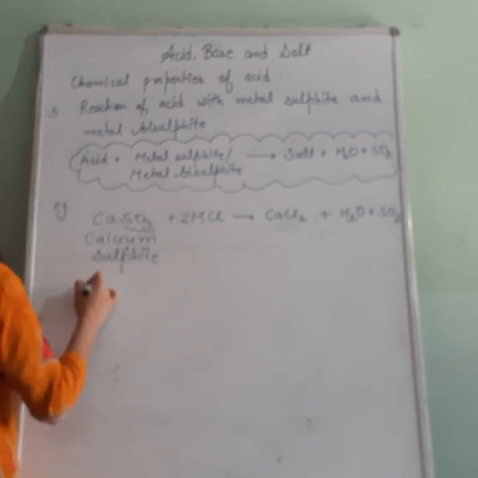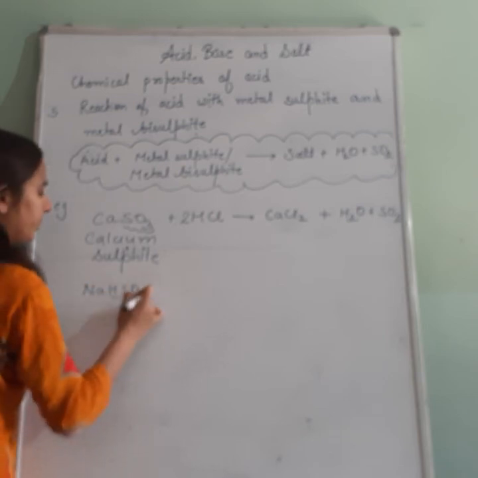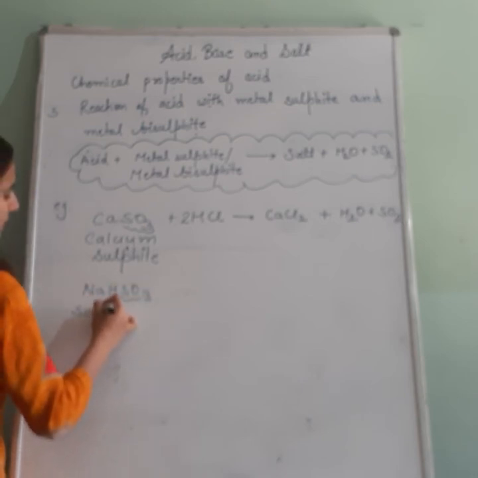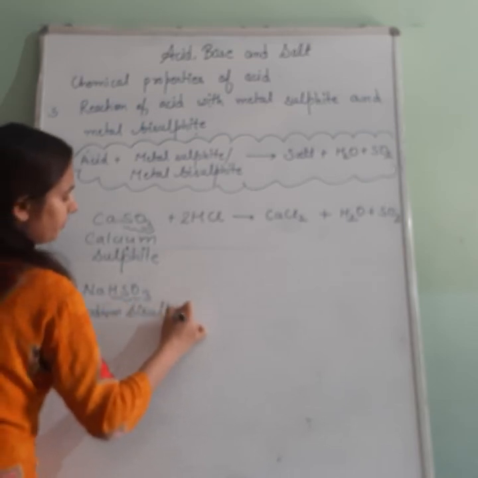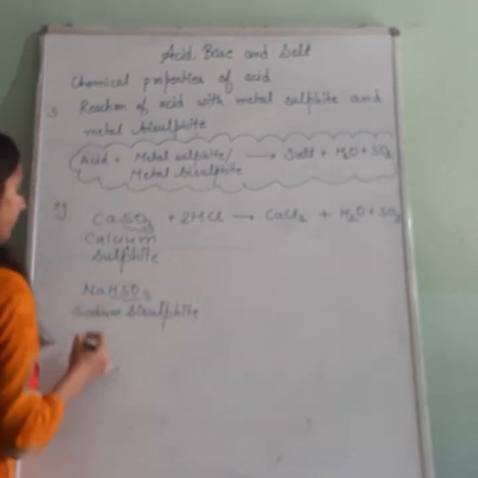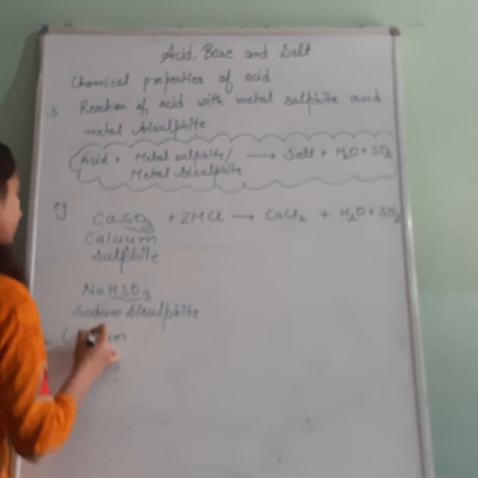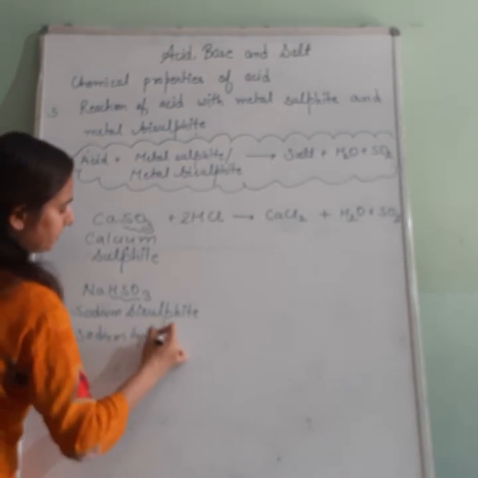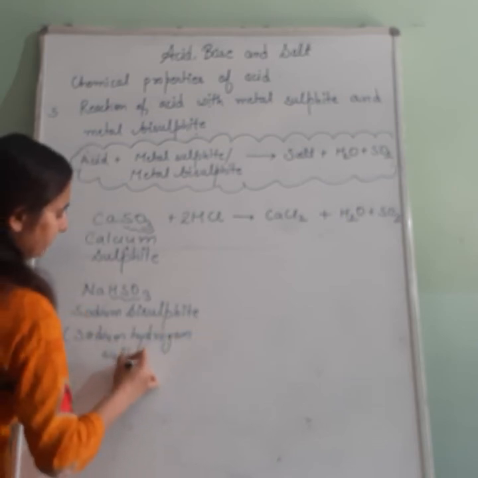One more example, sodium bisulfite. This group represents bisulfite, also known as sodium hydrogen sulfite. This compound's name is sodium bisulfite. We also write it like sodium hydrogen sulfite. Sodium hydrogen sulfite.